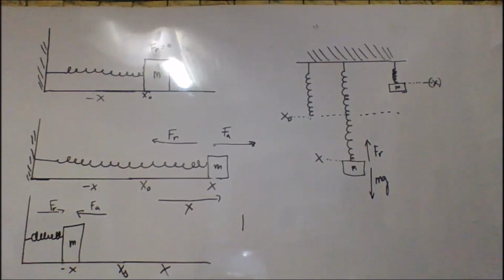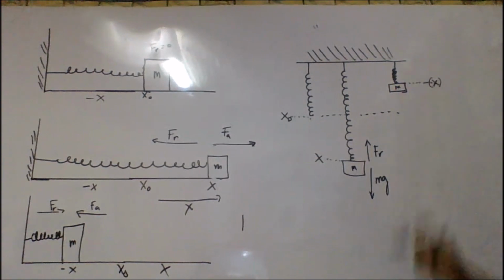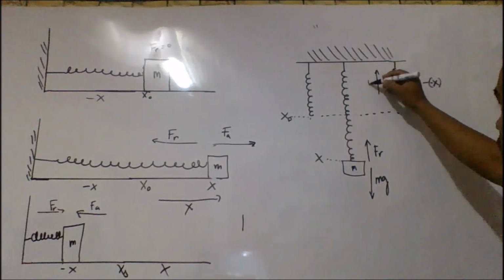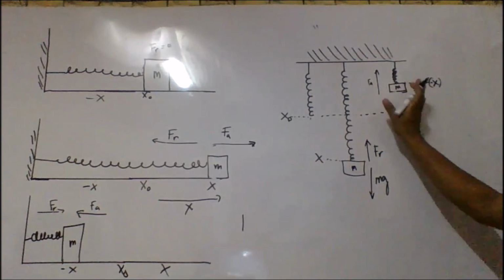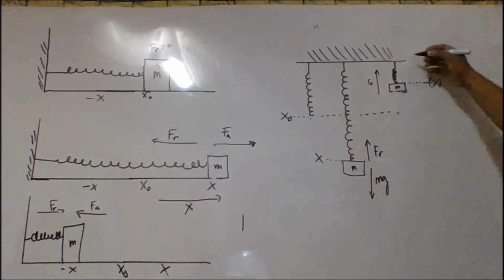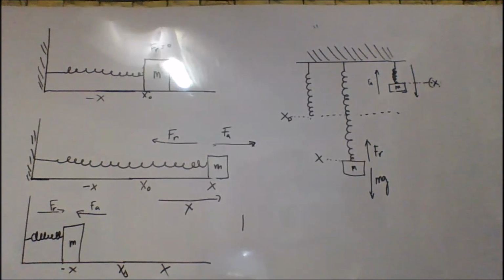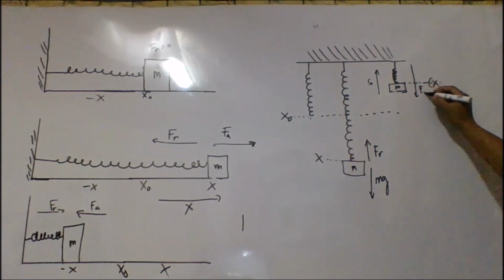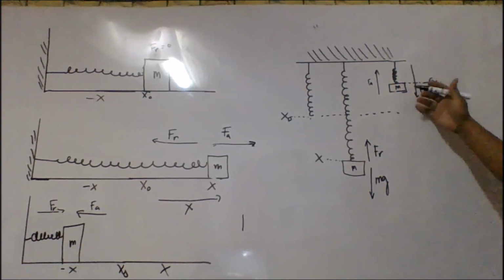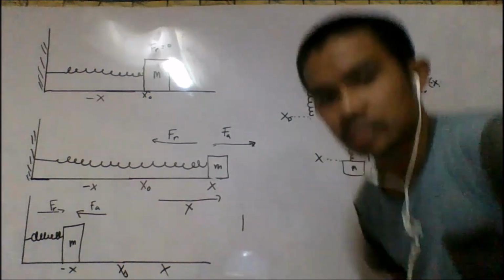Now, if the force is used to compress the spring, the applied force will be in the upward direction. It is compressing the spring. The restoring force will act opposite to it. That's F of R. And this F of R tells the object to return to its equilibrium position. Alright, so let's go back here.